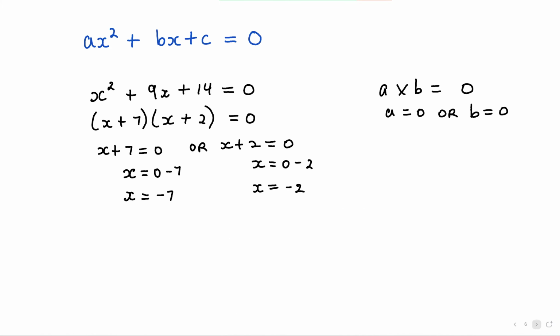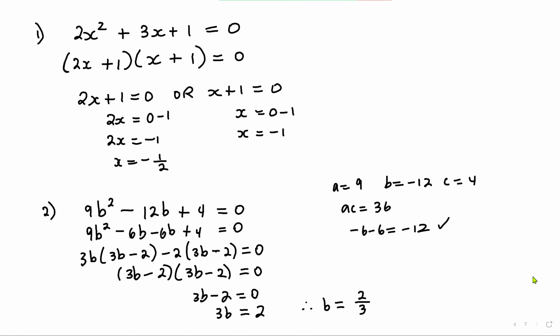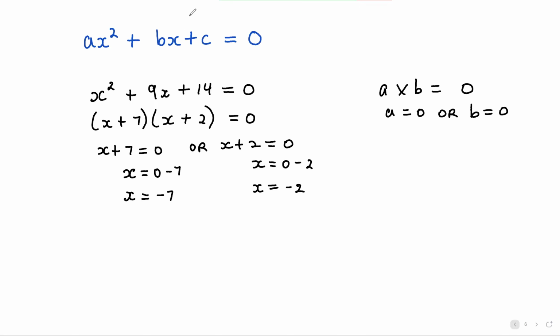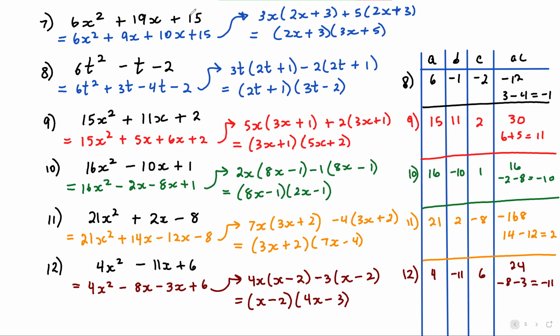Okay, so let's do another one. We'll do a new one actually. All right, so let's say we had 4x squared minus 11x plus 6. Wait, did I give you that one already? Let me see. Yes, I did. So anyway, we already factorized that one, so I'm going to just take the factors. It's x minus 2 by 4x minus 3.